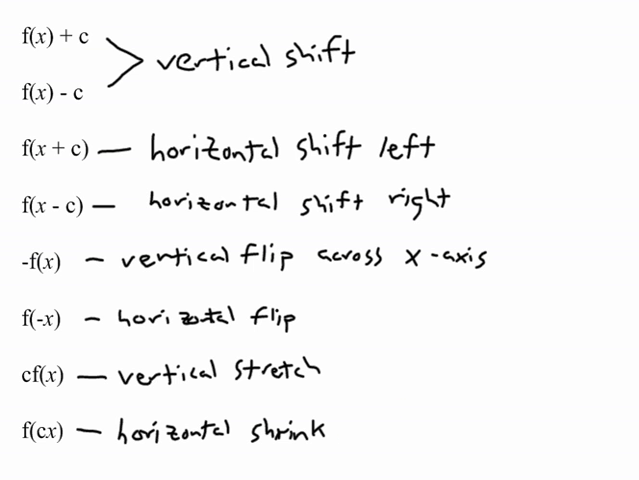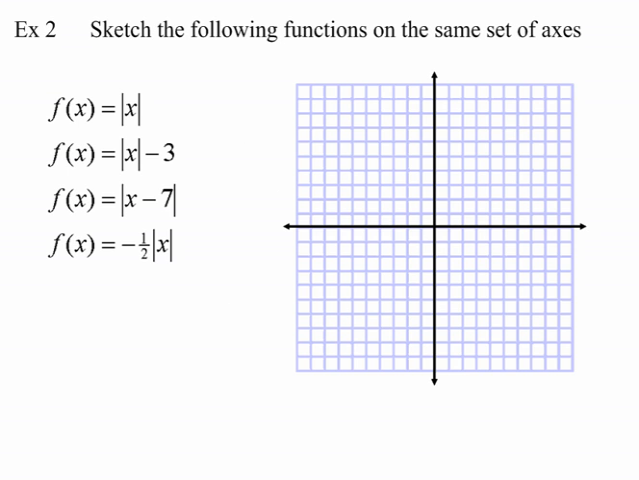Okay, let's see if we can apply some of these. So second example, we need to sketch some functions. Again, you may want to pause to write these down. I'm going to forge ahead. Our first function, f of x or y equals the absolute value of x. Now our absolute value function has a vertex at the origin.